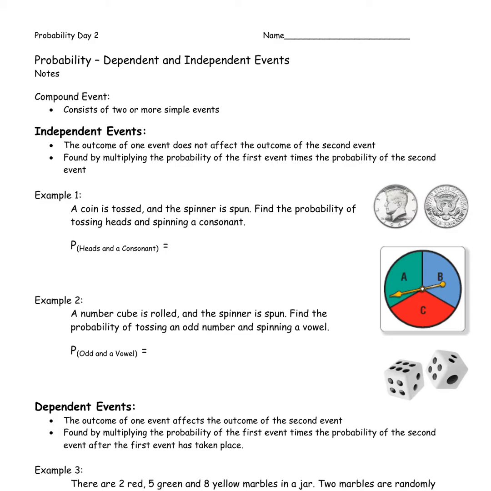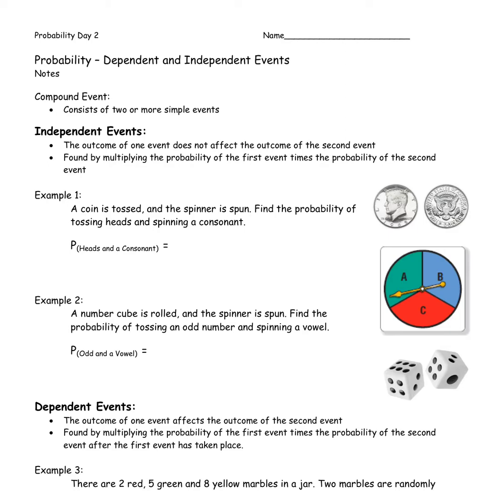So for our first example, we've got a coin that is tossed and a spinner that is spun. Find the probability of tossing heads and spinning a consonant. If you look at your spinner on the right, it has A, B, and C. So 2 out of 3 of those are consonants. I think so. English teachers, help me out.